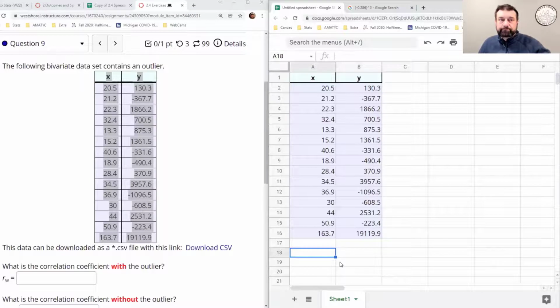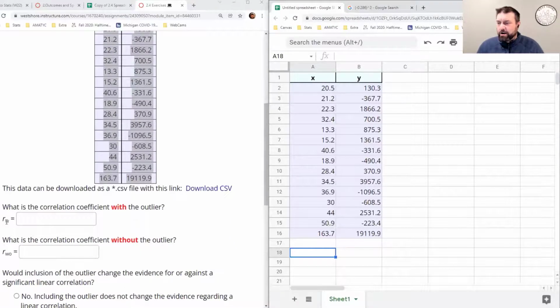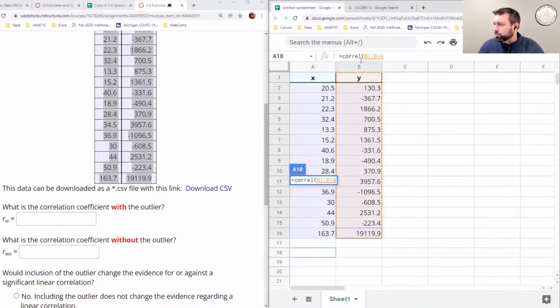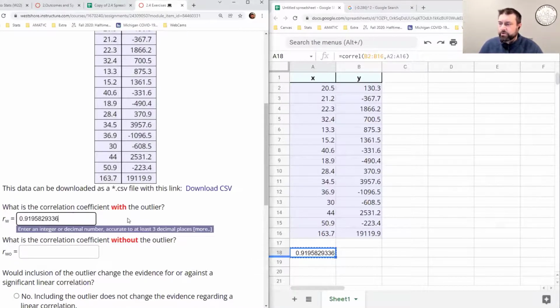Let's do this one directly, okay? No fancy graph and lines and all that. Let's just get right to the answer. So let's find R, okay? So that is equals CORREL, parenthesis, highlight your Y data, enter a comma, highlight your X data. There you are. There's R. Done. Okay, we're going to copy that and paste it over here. There's R.